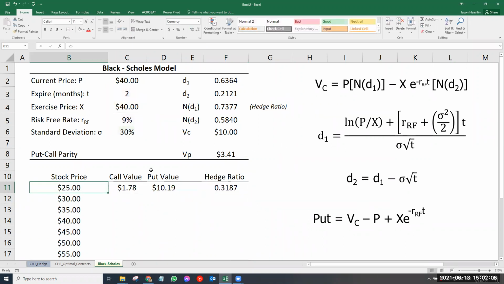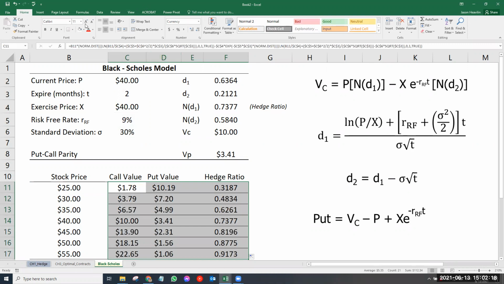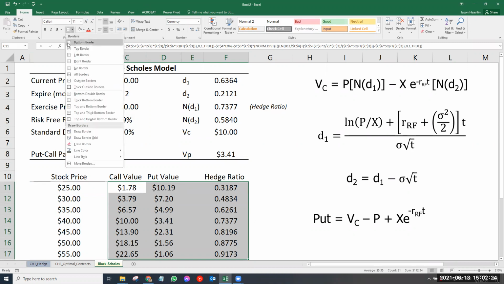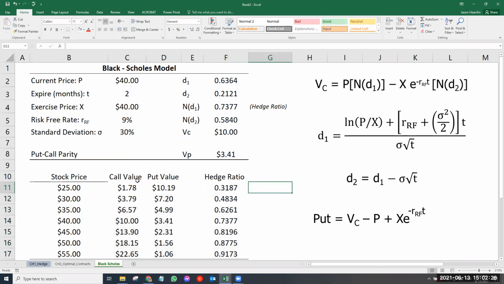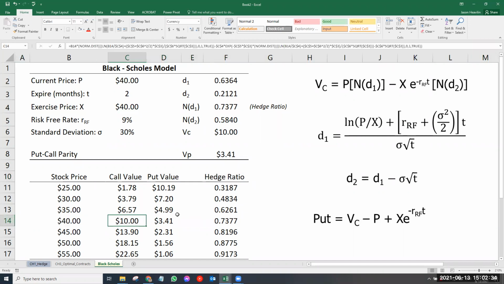Now this was done with $25. That's why these two numbers are not the same. But let's go ahead, since these are already set up and the proper cells are locked in place. We're going to drag this down. It's going to give us the results for all of these. And let me go ahead and format that piece. So notice here on the $40 one, we get the same result, $10, $3.41.